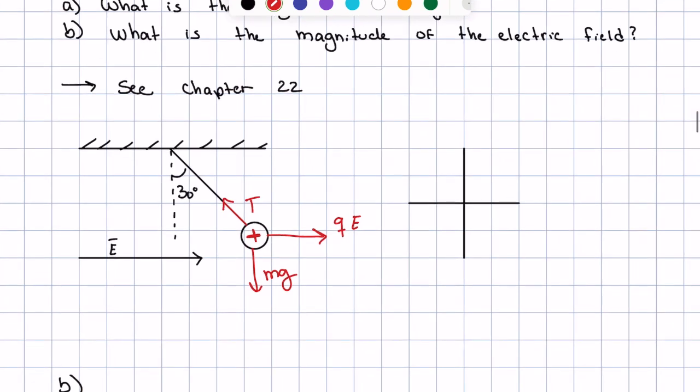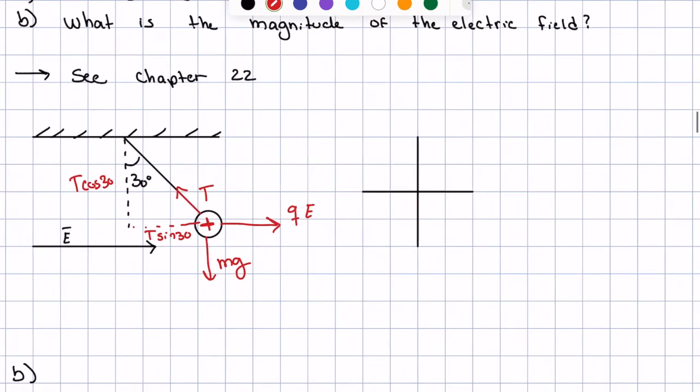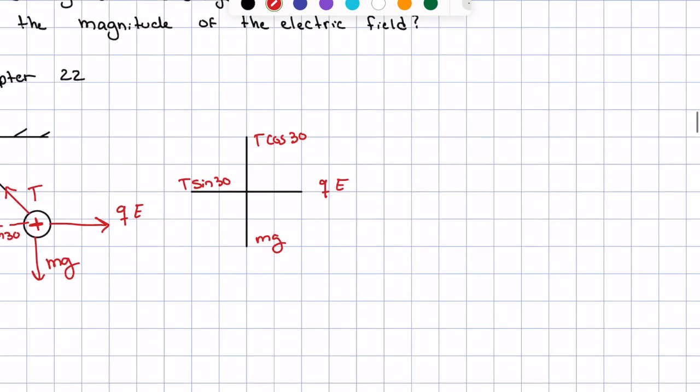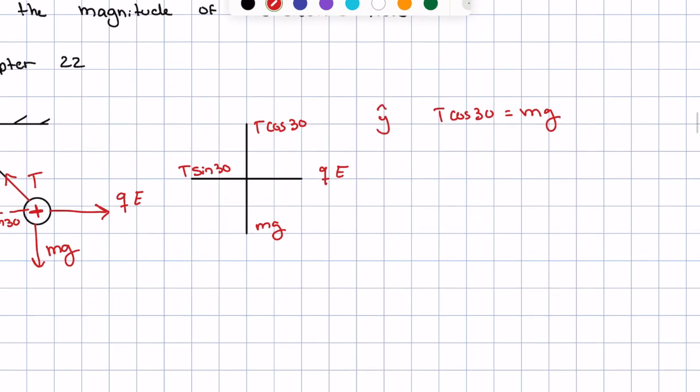We're going to divide the tension up into its x and y components. So here, this is its x, which is going to be T sine of 30. And then here we're going to have T cosine of 30. So I'm going to put that into my free body diagram where I have Q, E, T sine 30, T cos 30, and then mg. I know that T cos 30 has to be equal to mg because in the y direction everything has to cancel. So I'll just write that here, y hat. And then x hat, I have T sine 30 is equal to QE.